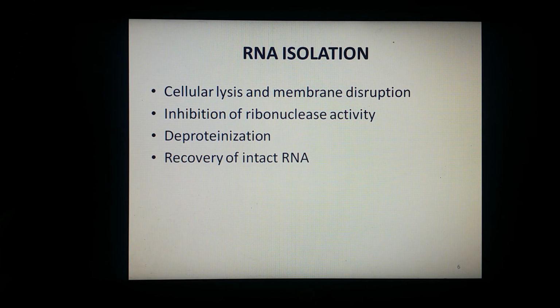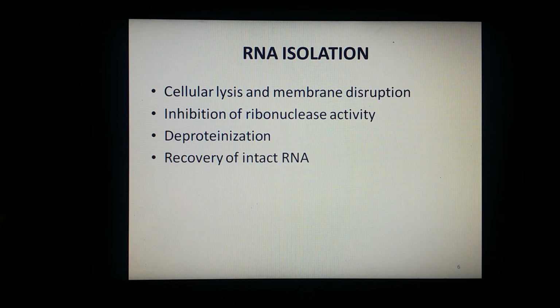The first step is RNA isolation, where RNA is isolated from the cell. Basically all the protocols, techniques and commercially available kits that are used to isolate RNA have common attributes. First they do cellular lysis and membrane disruption in order to release the RNA from the cell. The second is the inhibition of ribonuclease activity. So what is ribonuclease? Ribonuclease is a type of nuclease that catalyzes the degradation of RNA into smaller components.